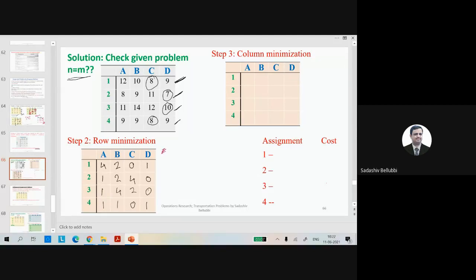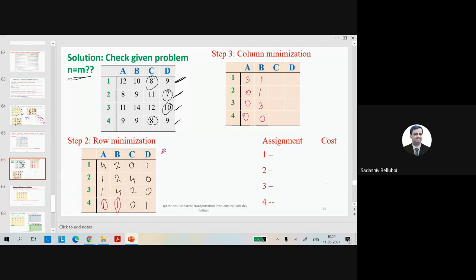Column iteration: in each column you need to identify the least number. In the first column, there are three 1s, so select any one. 1 minus 1 is 0, 1 minus 1 is 0, 1 minus 1 is 0, and 4 minus 1 is 3. In the second column, again 1 is the least number. So 2 minus 1, 2 minus 1, 3 minus 1, and 1 minus 1.